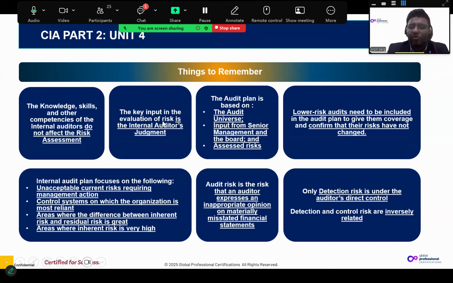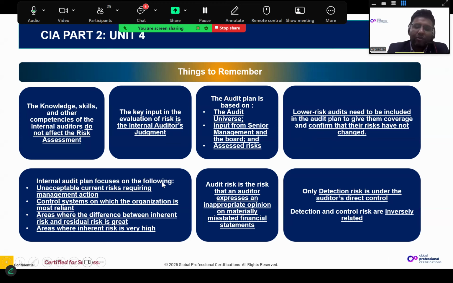Key input in evaluation of risk is what? Can you all say that? The key input in evaluation of risk is the internal auditor's judgment. People, the audit plan is based on what? Can you all say that? The audit universe, the input from senior management and the board, and assessed risk. People, should we be including the lower risk audits? Yes or no? Yes. So can you all say that lower risk audits need to be included in the audit plan to give the coverage and confirm that their risks have not changed.